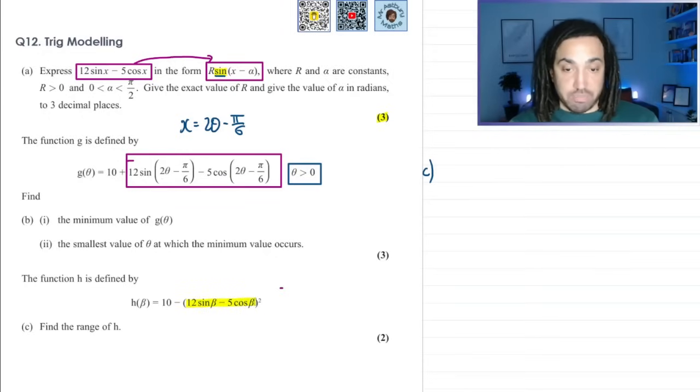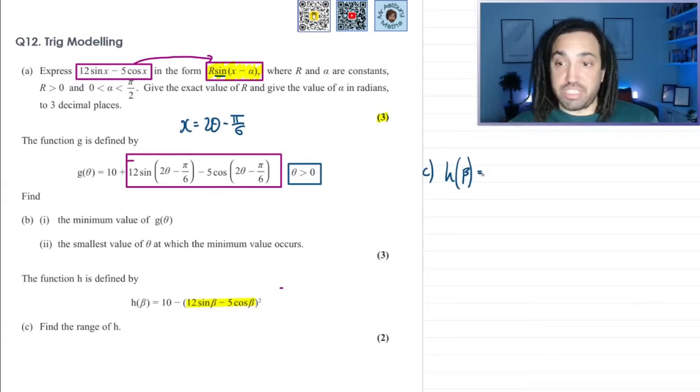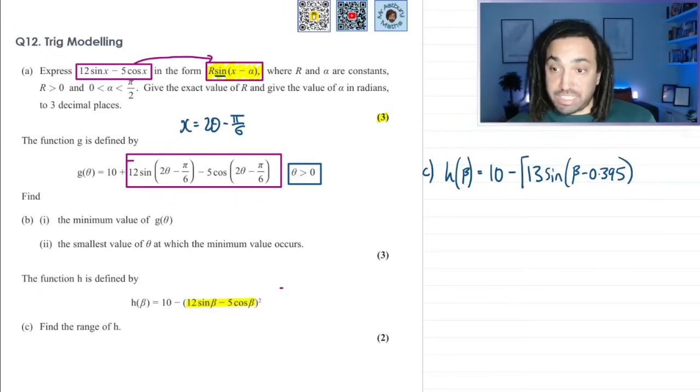Okay, part C, and we've got a new function, in fact, but it still has that common theme of 12 minus sine beta minus 5 cos beta, which we know we can write like so. So let's just do that straight off the bat. So we're saying that this is equal to 10 minus, we know this guy is the same as 13 sine beta minus, actually I need to put that in brackets. Whoops, let's do that again. Minus 0.395. And all of that needs to be squared.